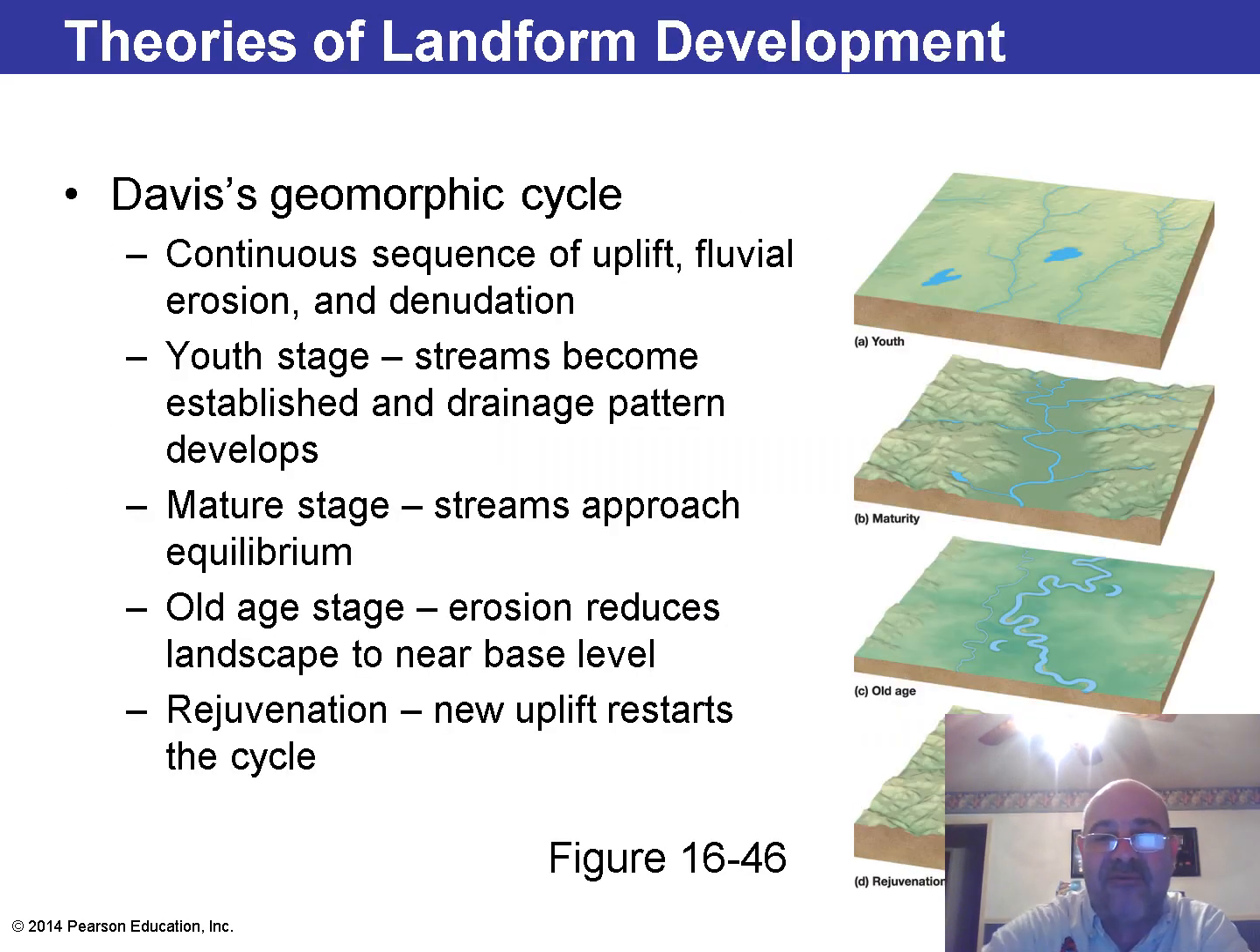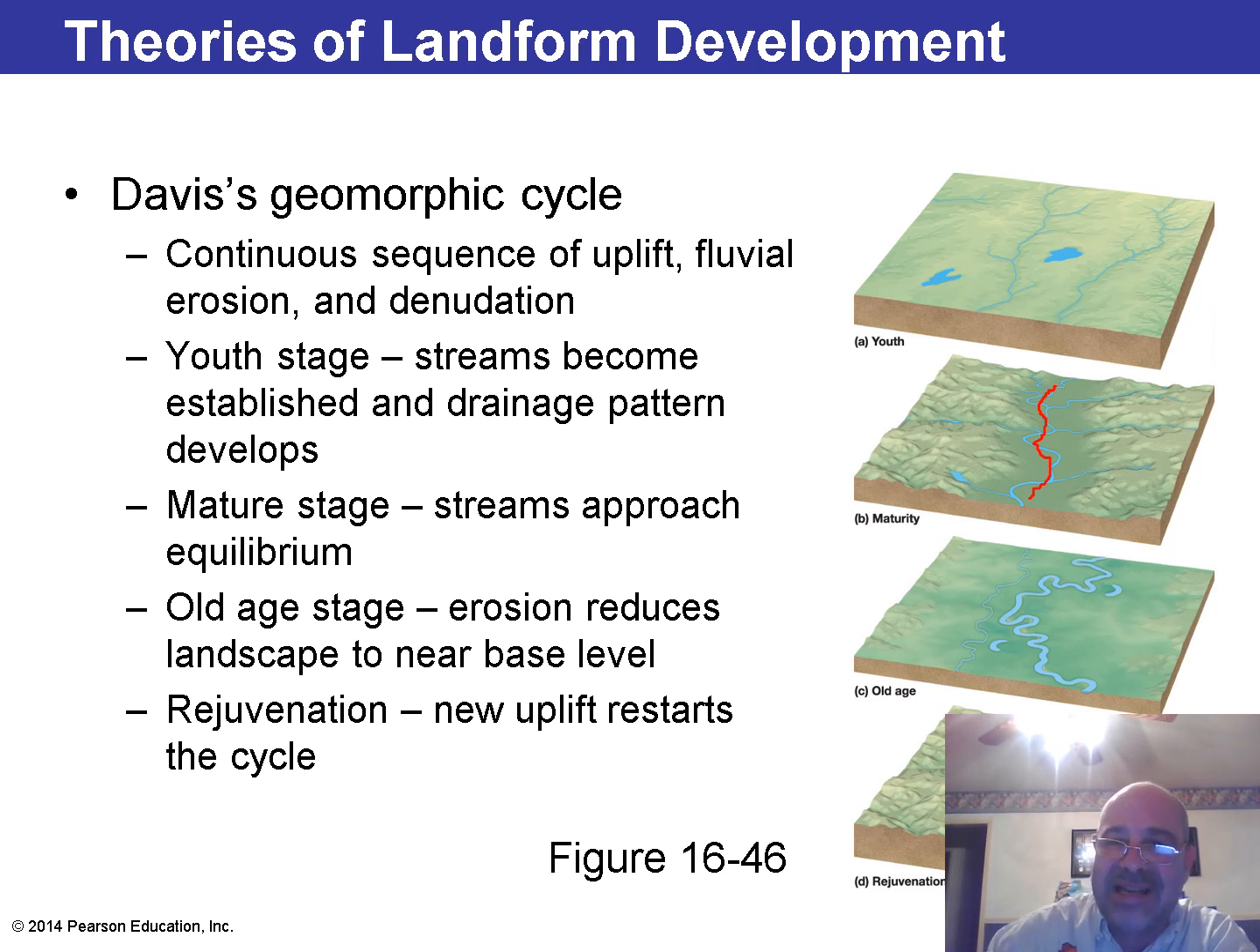All right, theories of landform development. Here we go. Davis's geomorphic cycle. You need to know this. Continuous sequence of uplift, fluvial erosion, and denudation. Denudation, overall lowering of the landscape. Youth stage. Look, it's flat. There's no real streams there, right? They haven't become permanent streams yet, right? They're just kind of temporary floating around. All right, and then in our youth stage, streams become established and drainage pattern starts to develop. That's that drainage pattern. And then mature stage, streams approach equilibrium. Hey, I've got a stream here now, right? And I've got a drainage pattern, okay?